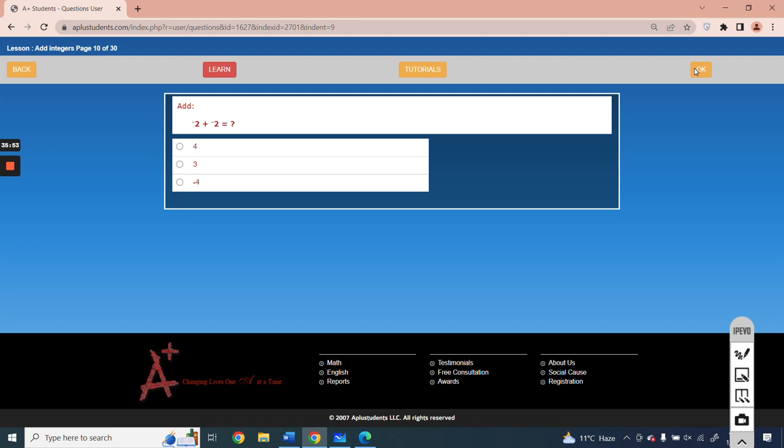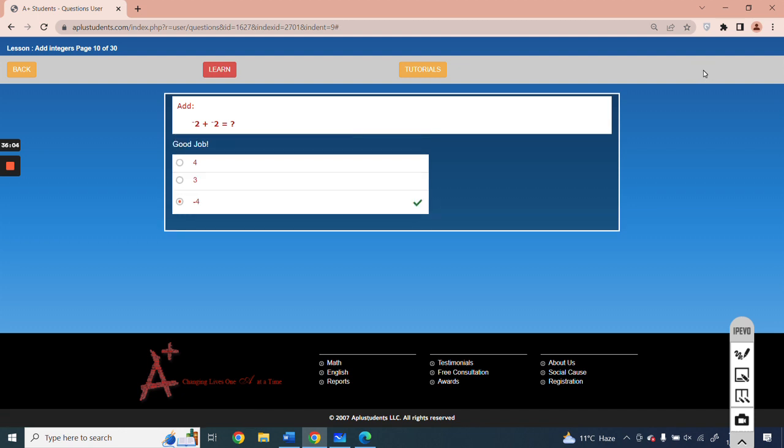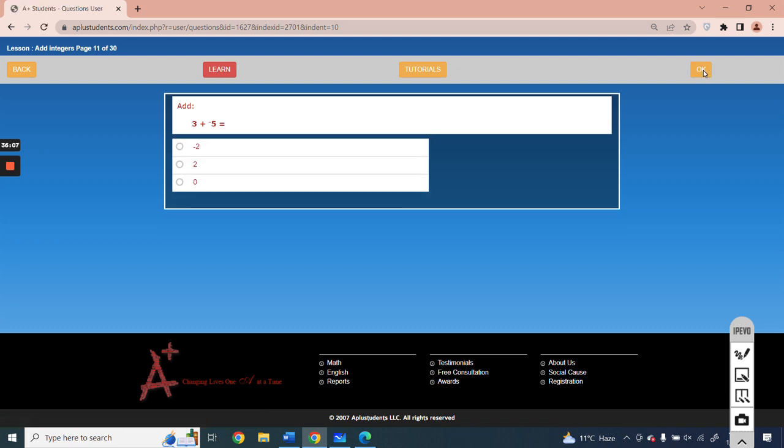So negative 2 and negative 2 is negative 4. Got it? You have to add them, so it will be negative 4. So 3 plus minus 5 is, you have to subtract them and put the sign of the greater number. Got it? So 5 take away 3 is 2, and you have to add a negative sign. Got it? So it would be negative 2.